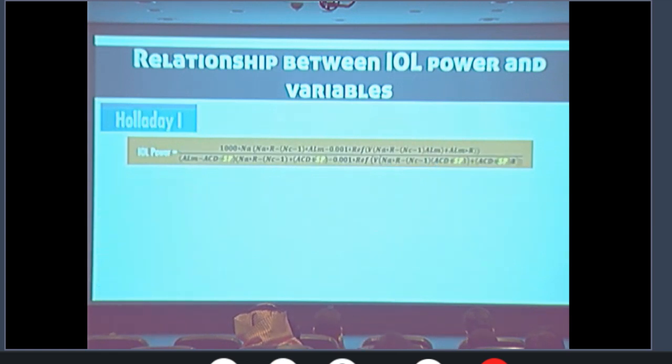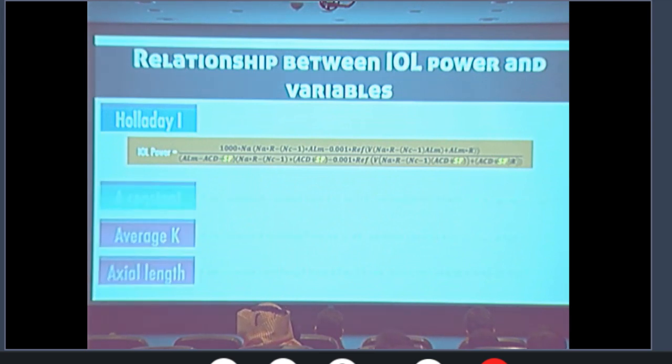This is Holladay. Holladay 1, as you can see, has no A constant, and it's considered one of the simple formulas. So if you apply the same A constant, average K, and axial length, it will not be accurate because you are not using the A constant.